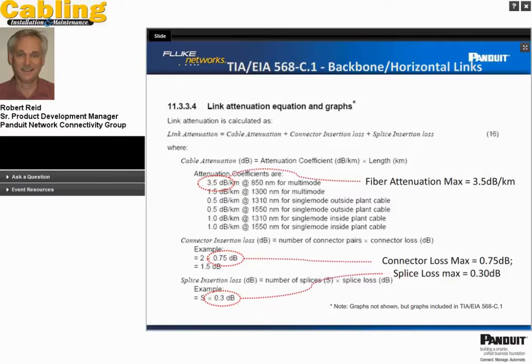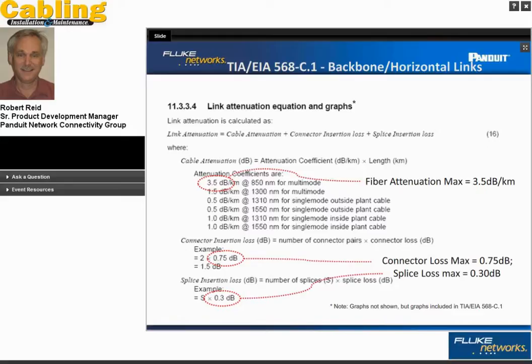So going over to the cabling standard, everybody is probably familiar with 568-C.1. This is a snippet out of the standard, copied directly from the standard, and just breaking apart the cable channel in terms of permanent link, contributions of fiber in terms of attenuation, and contributions of splice and connector in terms of insertion loss. So there you can see that the link attenuation in terms of a simple equation is the cable attenuation plus the connector insertion loss plus the splice insertion loss.